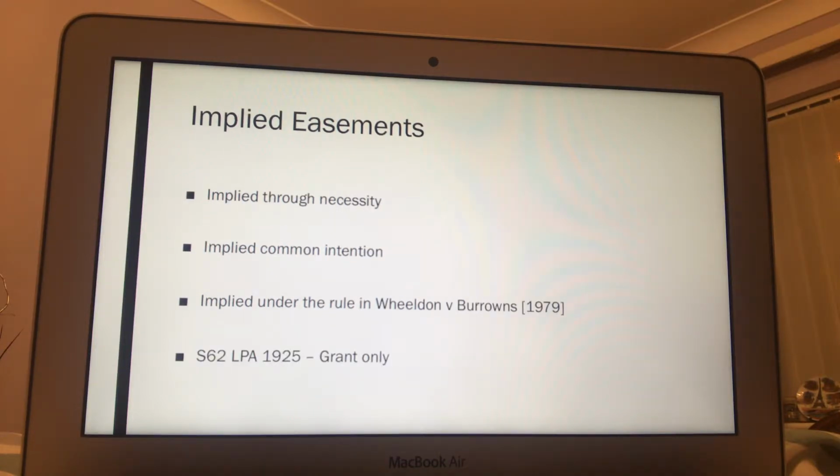The second type is an implied easement. This will be implied by the court into the deed of grant, transfer deed, or contract. This is further split into different methods which can be seen on the screen. I'll now go on to discuss these methods in detail.